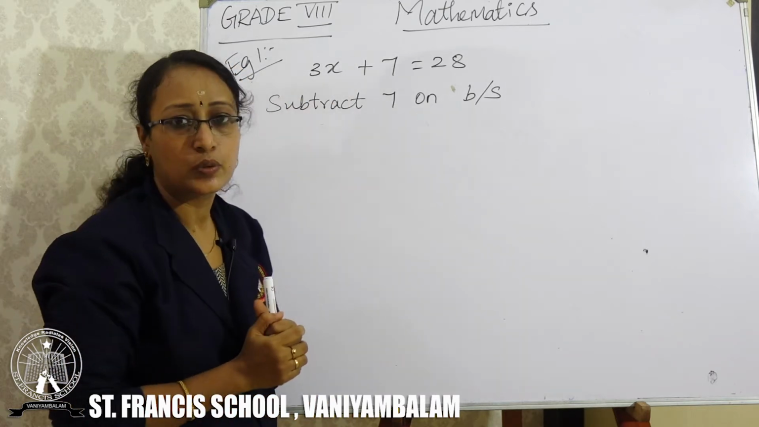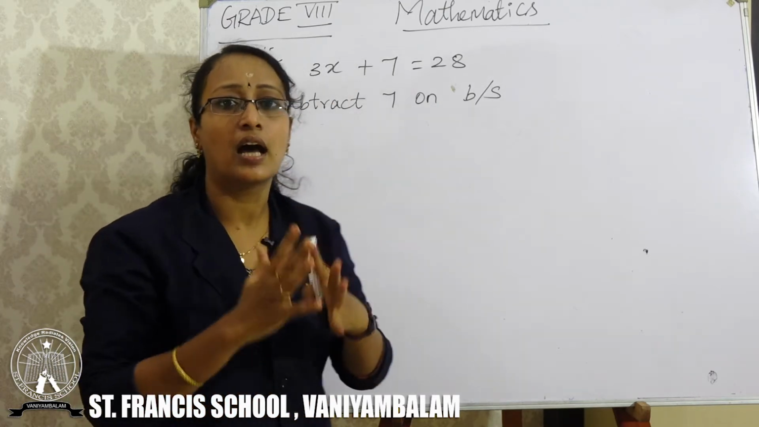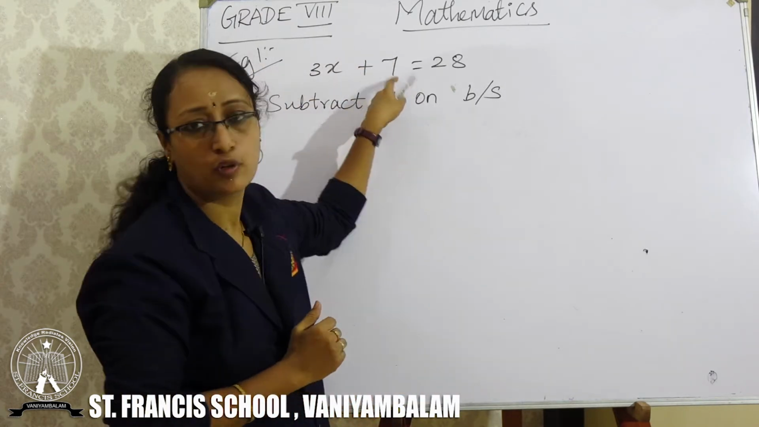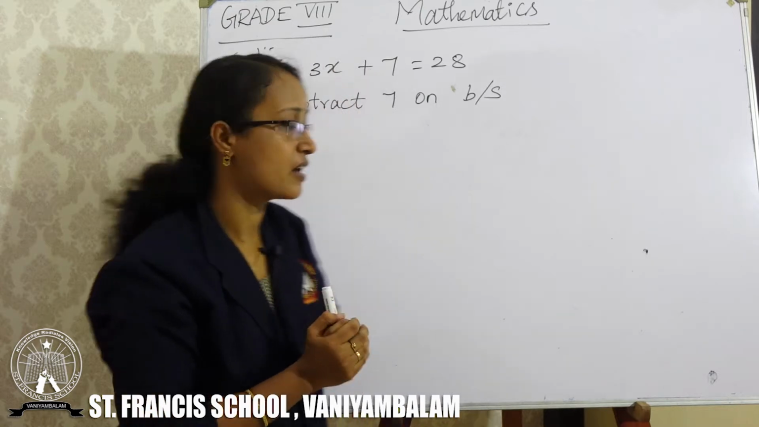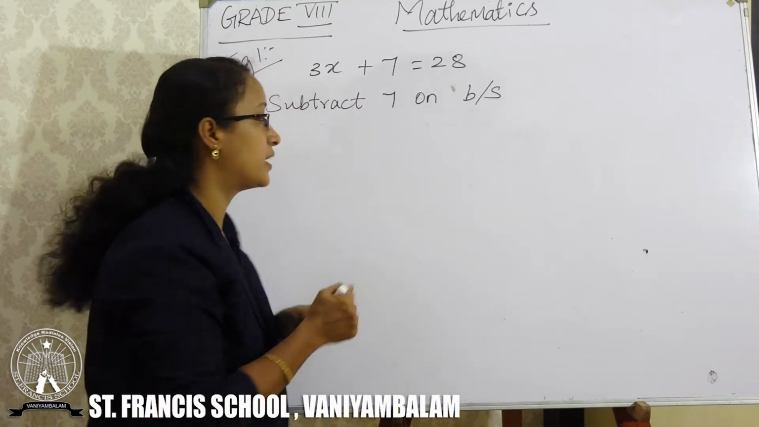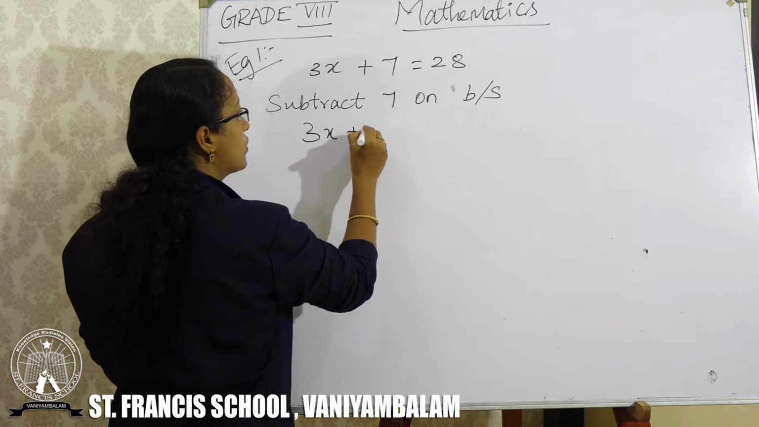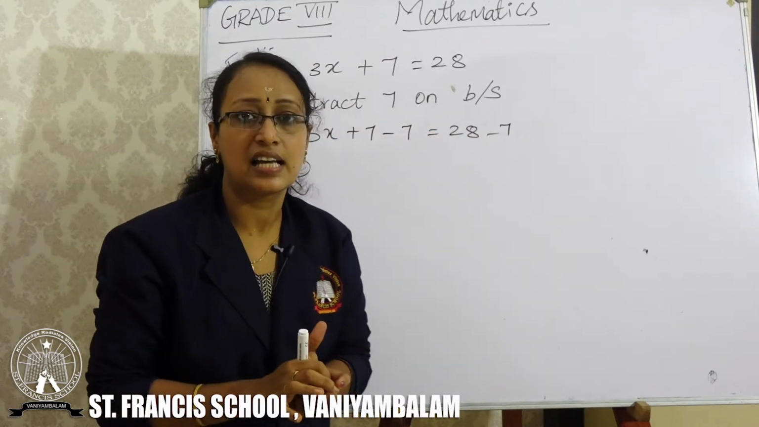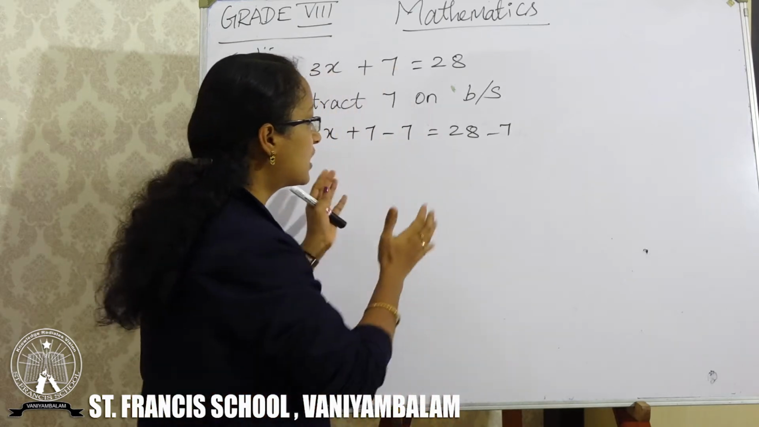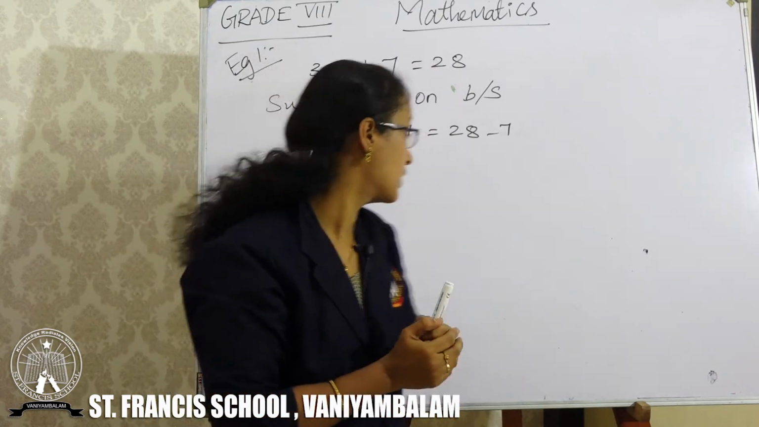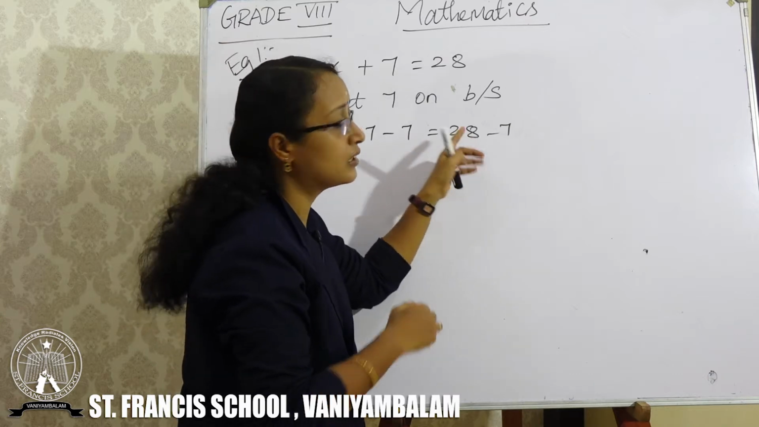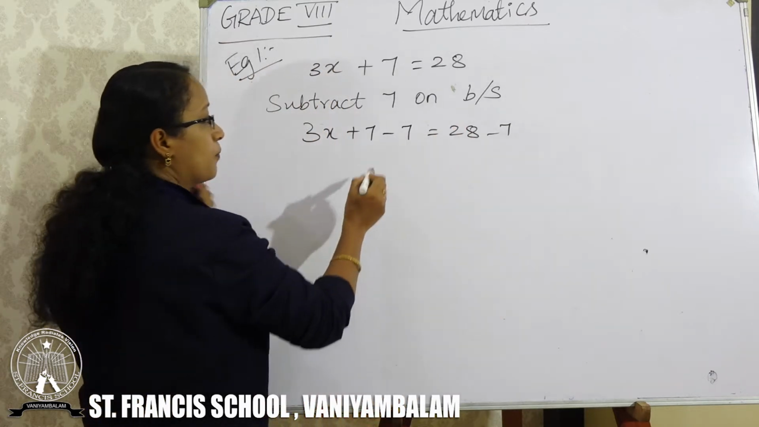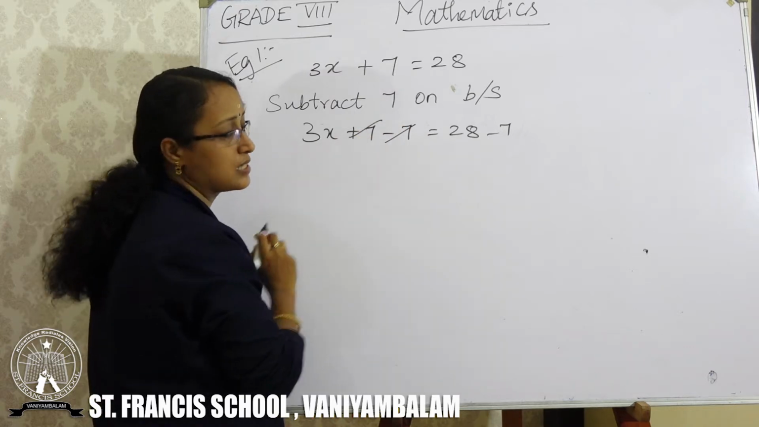3x plus 7 is equal to 28. You will remove all the numbers which are attached to x. So first you have to remove this 7. How will you remove this 7? Subtract 7 on both sides. I told you last class that both sides of the equation should be balanced. So plus 7 minus 7, and on that side you also have to subtract 7, 28 minus 7. Plus 7 minus 7 will get cancelled, 0.